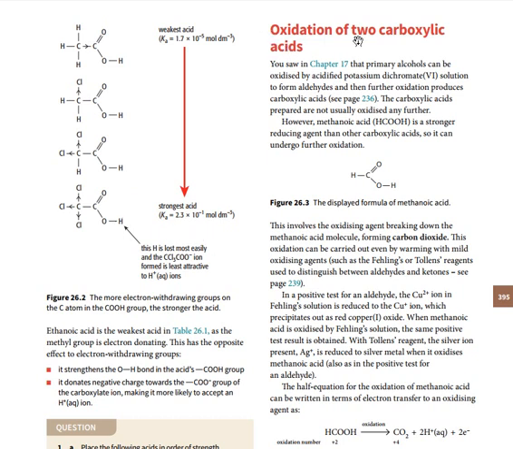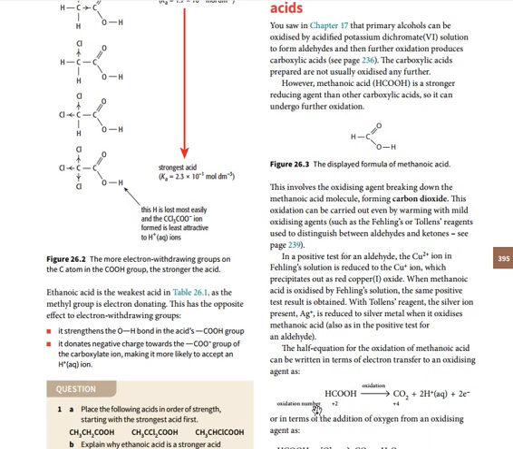Now let's see the oxidation of carboxylic acid. We need to know that a carboxylic acid can be further oxidized to produce carbon dioxide and hydrogen. In a positive test of an aldehyde, the copper 2 ion in Fehling's solution is reduced to copper 1 ion. When heated, it produces red copper 1 oxide. When methanoic acid is oxidized by Fehling's, the same positive test result is obtained. The reason is that you have a hydrogen.